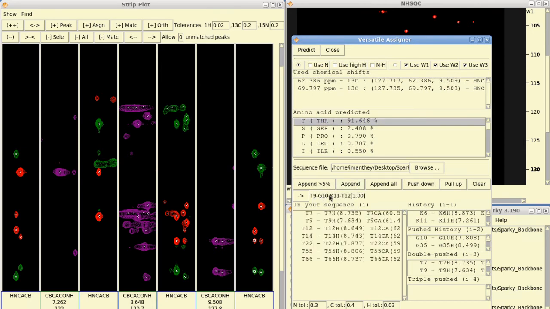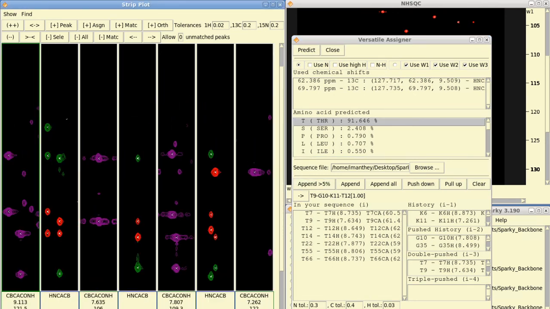So this is saying that there is only one spot that could possibly be T, G, K, T in that order, walking forward, and that is T9, G10, K11, T12. So we have now validated through this double validation method that all of these are correct.